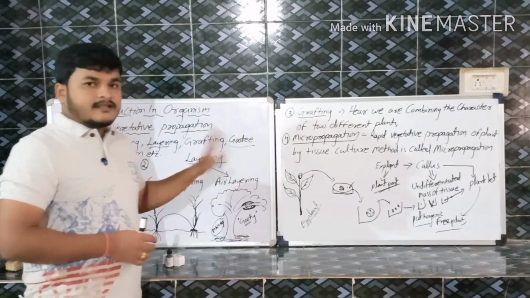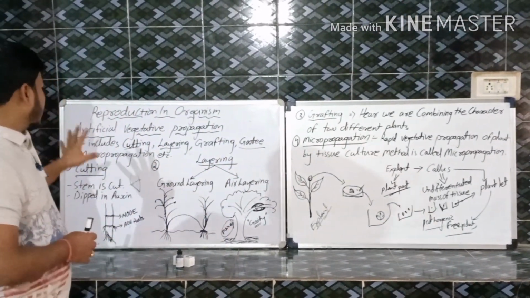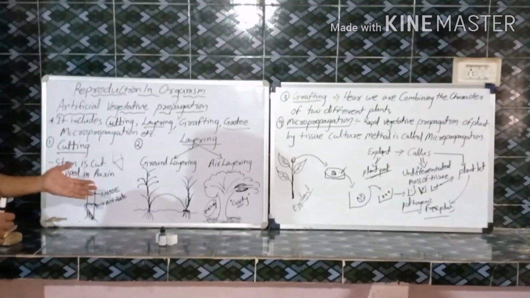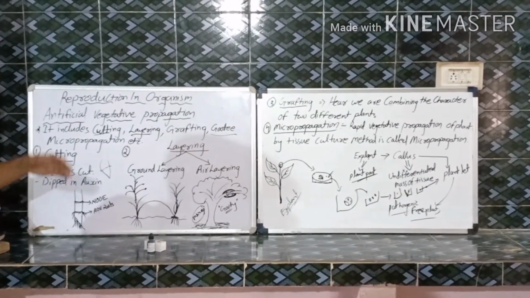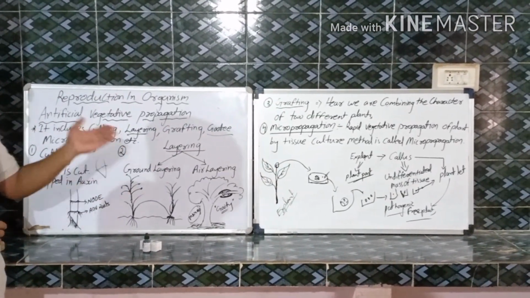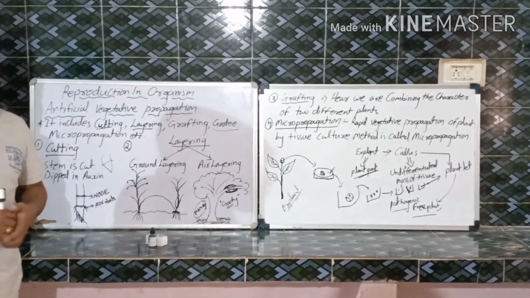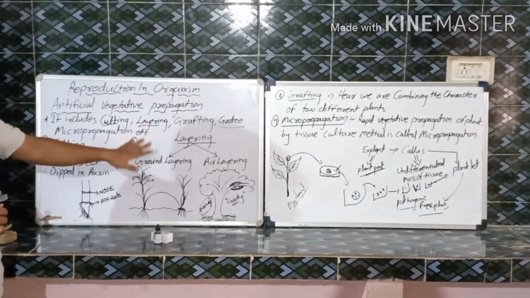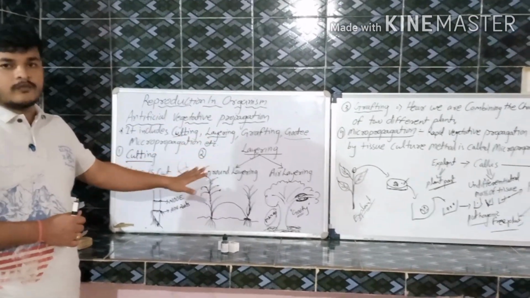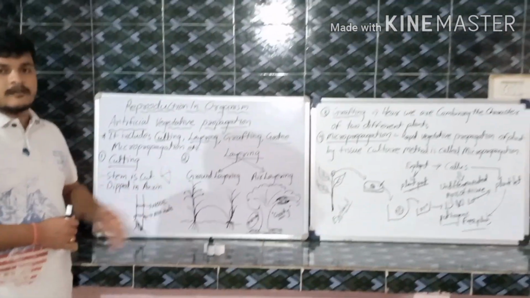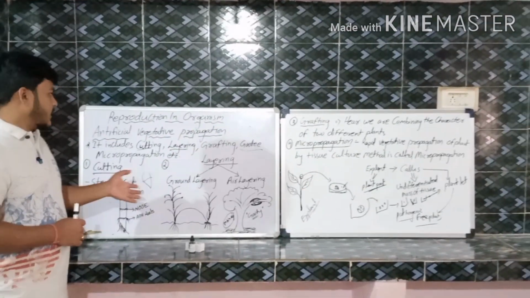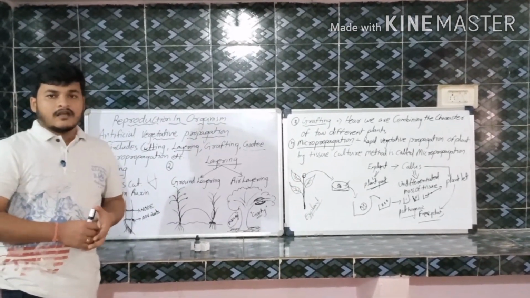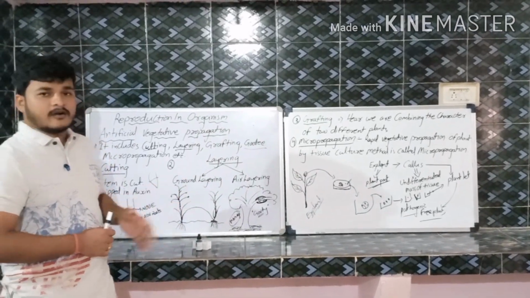So in this topic, we learned various types of artificial methods such as cutting, layering, grafting, Gootee, and next micropropagation also. These are some of the examples and techniques used to develop new plants by artificial methods, and this is all about artificial vegetative propagation. So this is all about the video.